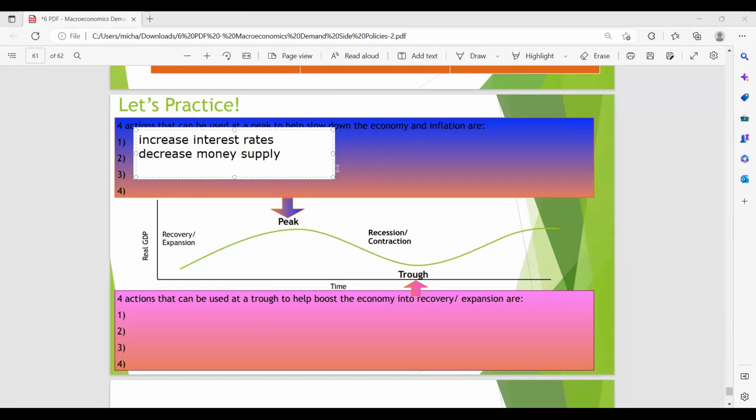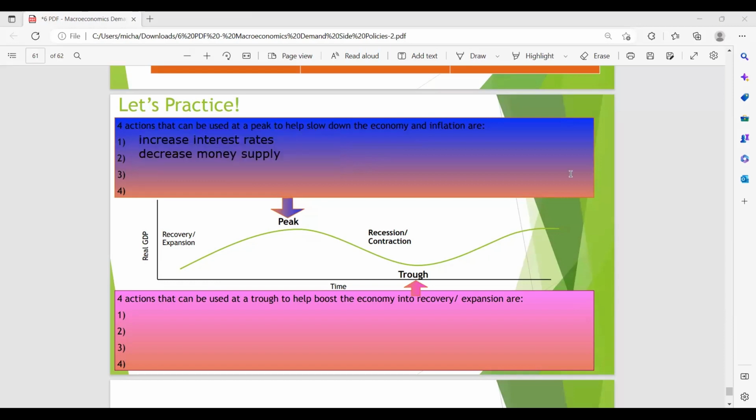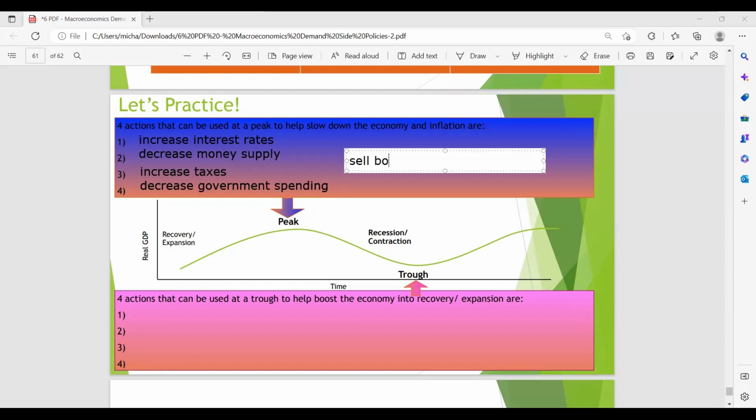And then I could try Zodi. What else can you do? Are there any other options you have? Increase taxes. Yes, this is a good one. And decreasing government spending. Yes. Excellent. That's great. And then also someone said sell bonds. That's a good one too.